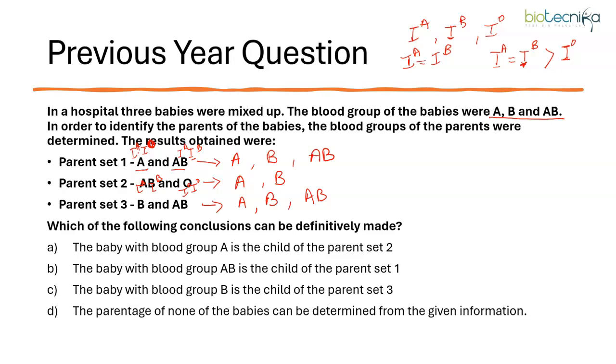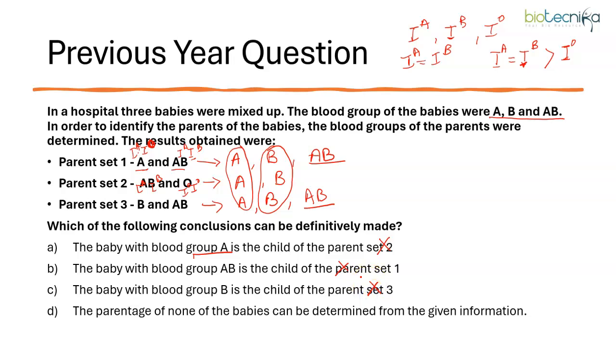The first option says the baby with blood group A is the child of parent set 2. This is wrong because we can see that blood group A is possible in all 3 sets. Second, the baby with blood group AB is the child of parent set 1. That again we cannot say because AB blood group is possible in the offspring of parent set 3 as well. Option C says that the baby with blood group B is the child of parent set 3. Again, B blood group can be a child of each of these parent sets, so again this is not a conclusion.